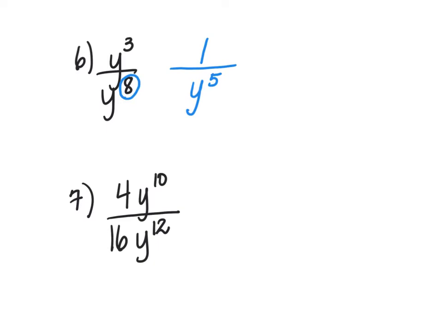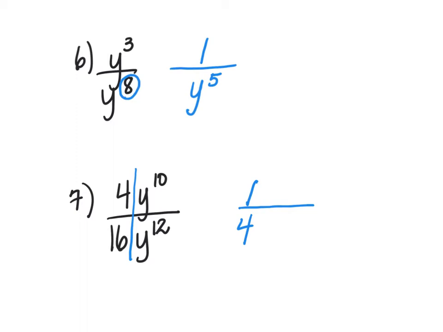Let's look at number 7. In 7, we have a little bit more going on. We have a coefficient, and then we have our y's. Well, our coefficients don't have the same base, so we can't subtract our powers. But what we can do is just divide this fraction by pulling out the greatest common factor. 4 and 16 both share a factor of 4, so I'm going to divide the numerator and the denominator by 4. So 4 divided by 4 is 1, and 16 divided by 4 is 4. So 4 over 16 simplifies to 1/4.